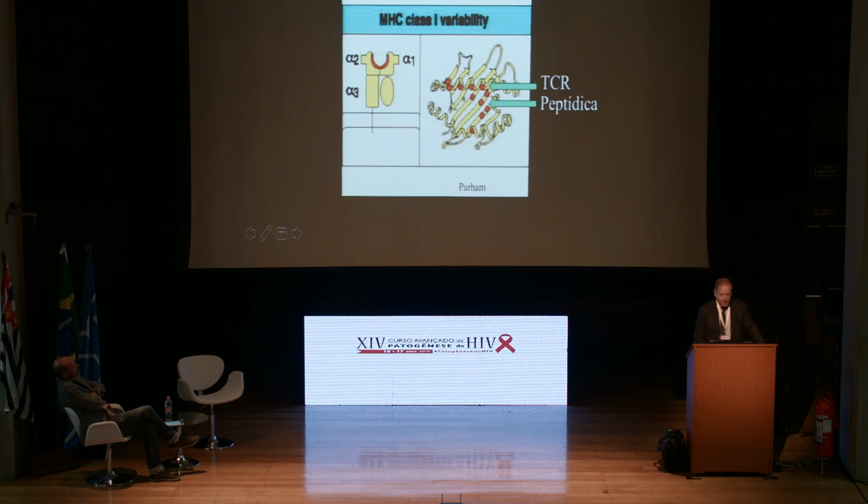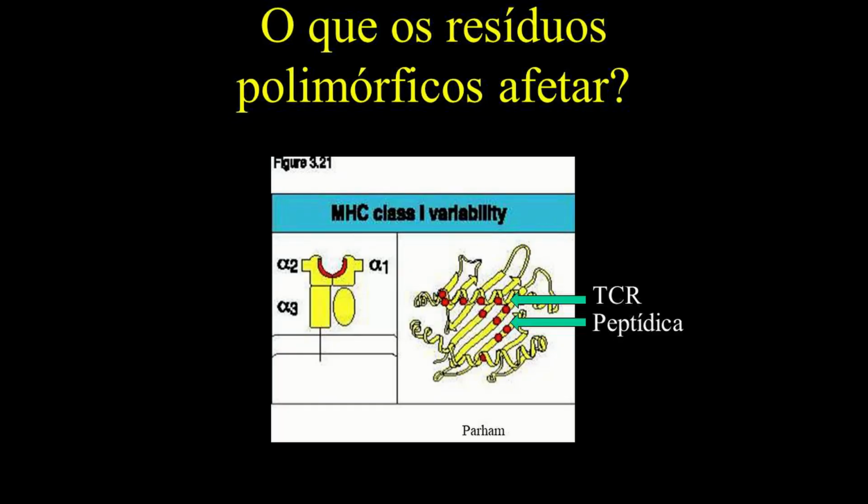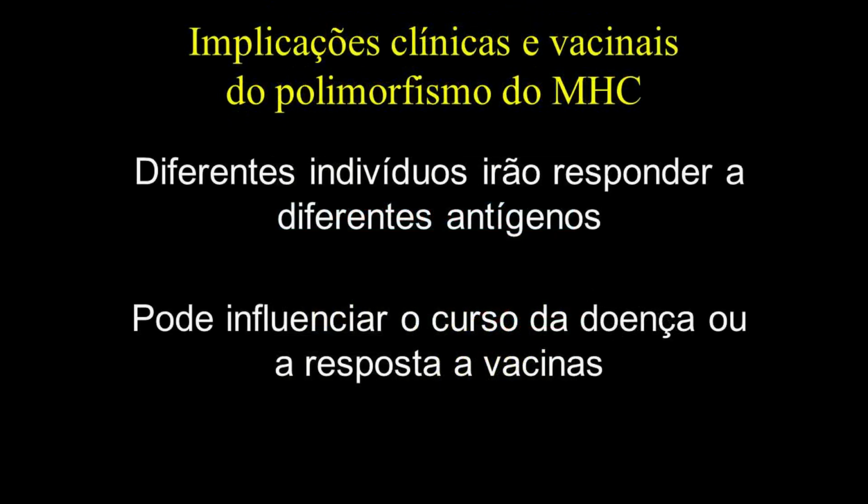Now, the fact that this is so polymorphic and it influences these binding events has a number of implications clinically and also for things like vaccines. Because this means that different individuals are going to respond to different antigens, right?